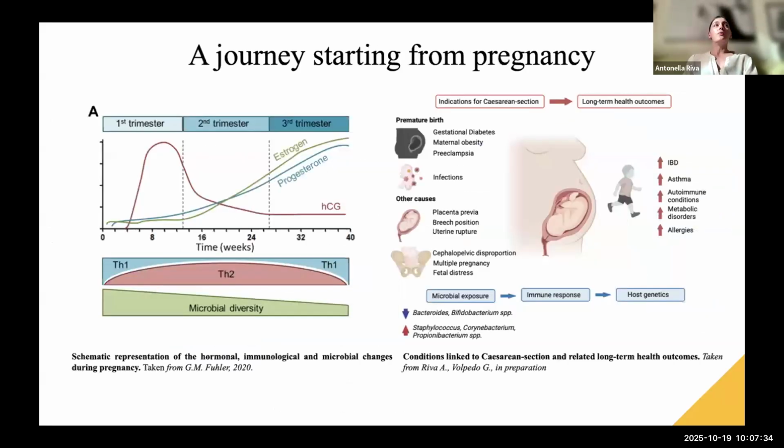So the story of the microbiota starts from pregnancy. We do know that in the mother there are hormonal changes and also immune profile changes that allow the mother to carry the fetus. But these changes are also seen in the microbial diversity, and during pregnancy there is a reduction of the microbial diversity in the mom. We also know that a lot of conditions which may happen during pregnancy may change the microbiota locally.